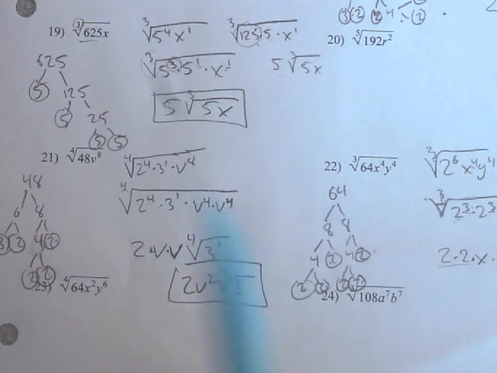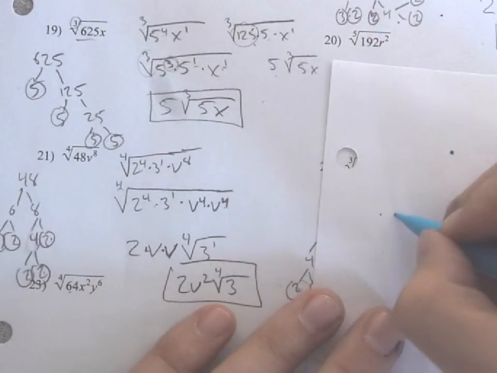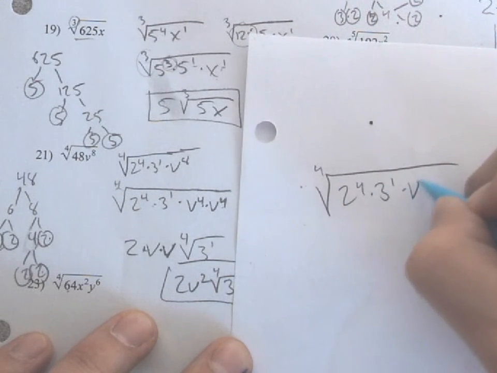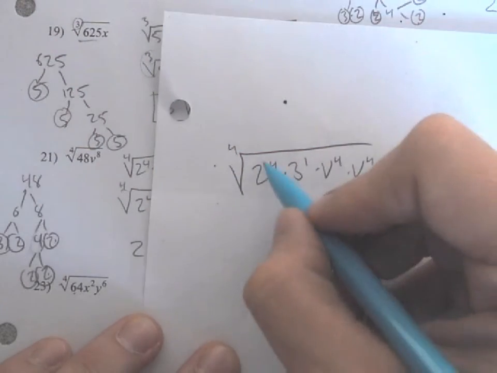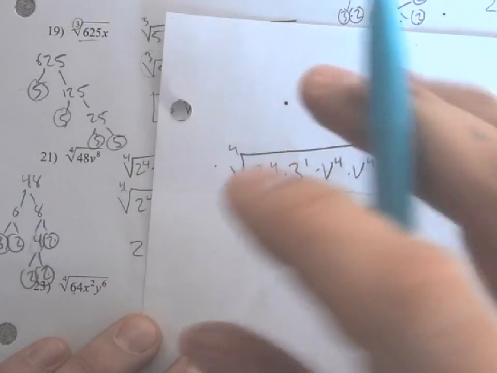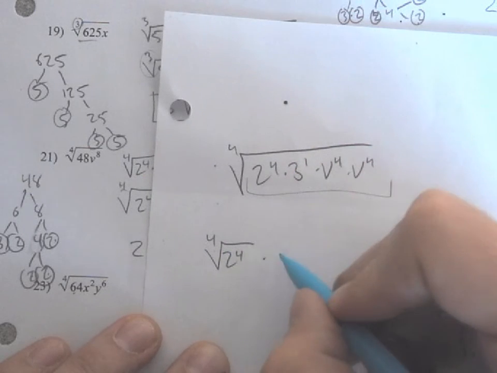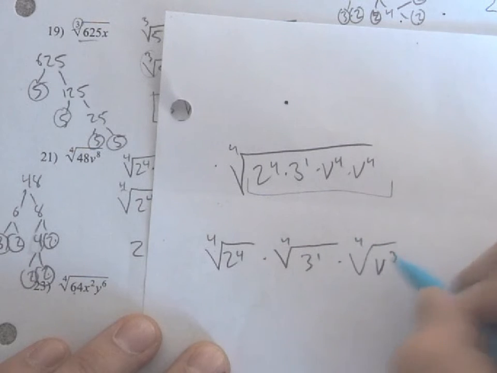So let's just go back and take a deeper look at this one really quick, just in case you're wondering what's happening here. So if I had the 4th root of 2 to the 4 times 3 to the 1 times v to the 4 times v to the 4, what's actually happening here is that this is like a product, right? It's a bunch of things getting multiplied. We call that a product. So the root of a product is the same thing as the product of the roots. So what I'm going to do now is take the 4th root of everything individually. We did this at the first problem we did on this page. We did it this way. Sorry, that's a 4. That's a 4.